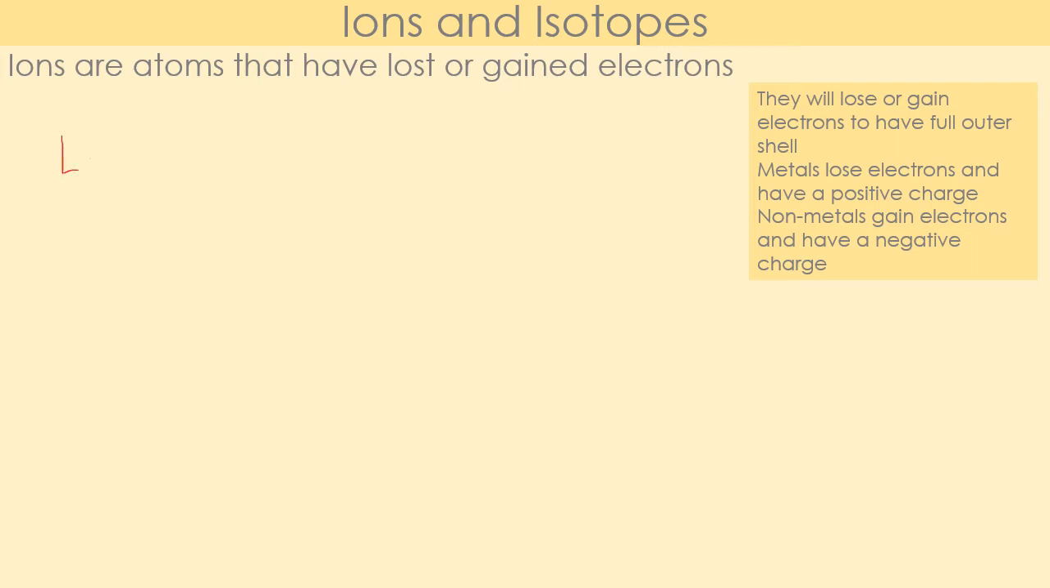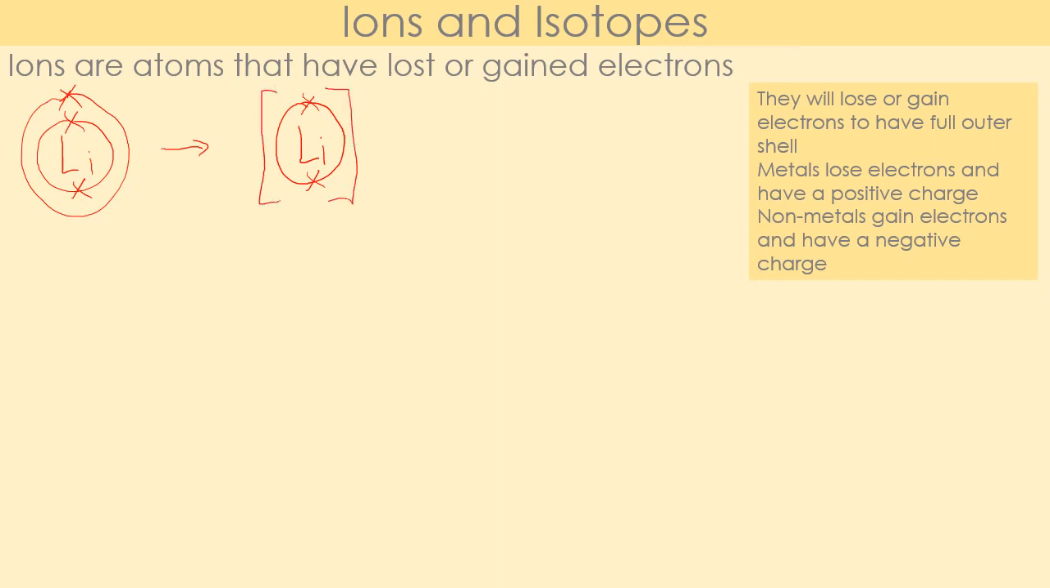So we're going to have a look at lithium. We'll remember that lithium has 3 electrons. And this is it as an atom. To become an ion, we're going to lose one of those electrons. We've lost it there. To show that it's become an ion, we're going to draw a bracket around it and write the charge. It's lost 1 electron, so it has a +1 charge.